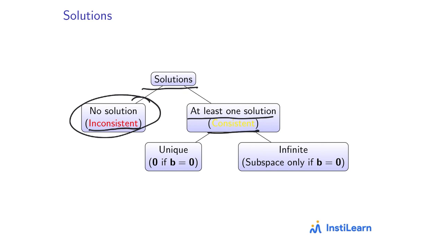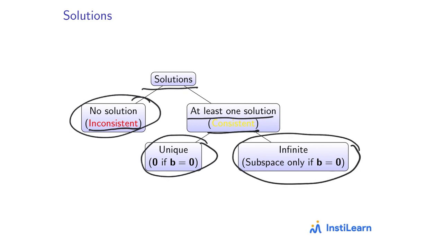Now again, if you have a solution, either you can have a unique solution, that is there is only one solution of this system of equations, or there can be infinitely many solutions. There is nothing in between. Either you have one solution or infinitely many solutions.